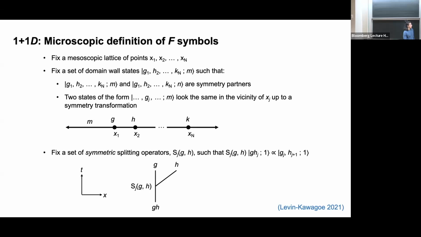So there are many sets of domain wall states that we could choose. There's no canonical set, but we just want to pick a set for every possible domain wall configuration, and we require that the set is self-consistent in these two ways. But other than that, the set of domain wall states that we pick can be arbitrary, but we're going to fix them once and for all at the outset.